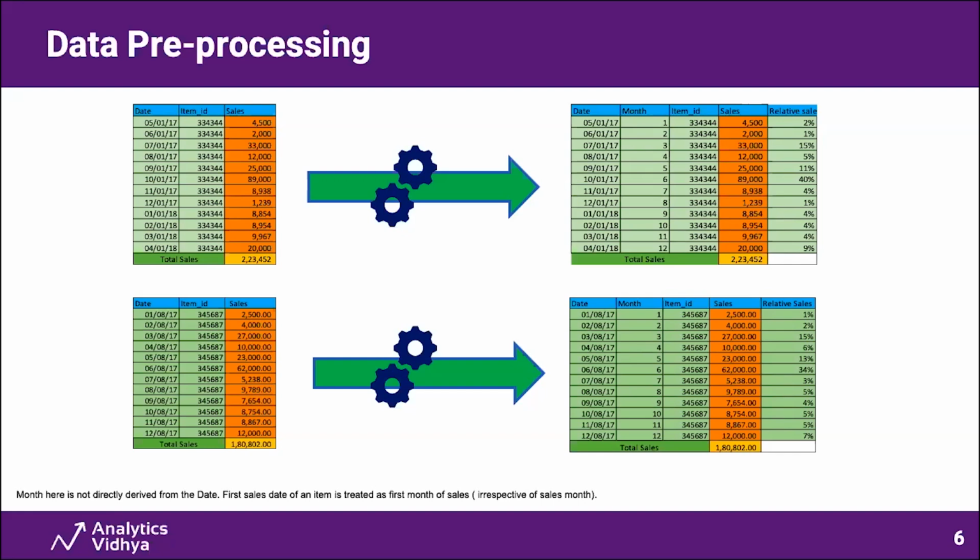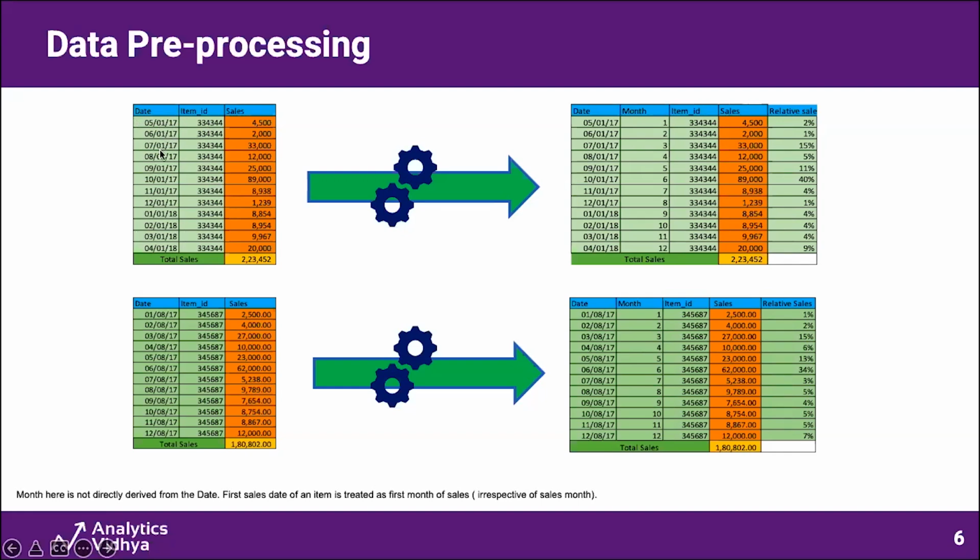Let's say my forecast horizon is 12 months. If your forecast horizon is 24 months, then you have to collect 24 data points from the first observed sales date. In my case, I'm considering a 12-month forecast horizon, so I'm just talking about 12 data points. Based on your forecast horizon, you can vary the data points.